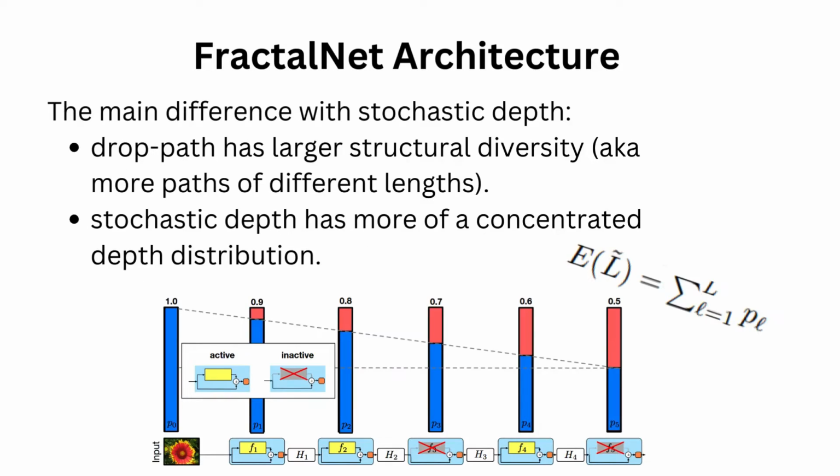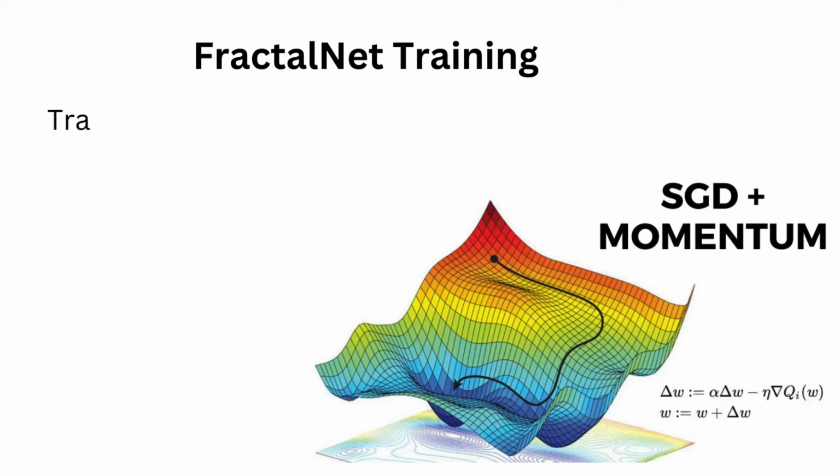The main difference between drop path and stochastic depth is that drop path has much larger structural diversity than stochastic depth. Since stochastic depth doesn't have this branching structure per block going on, but instead has a probability of dropping out per layer, the network will roughly look similar per mini batch.